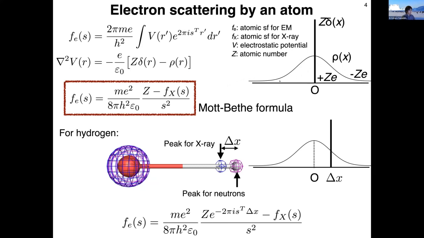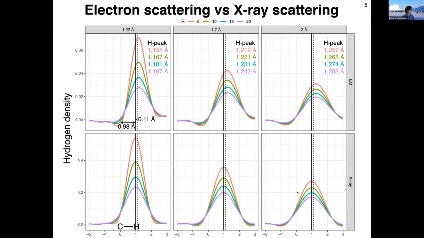But here it was assumed that this electron density is centered at the nucleus position. But this is not actually the case for hydrogen. Hydrogen's electron is shifted towards the parent atom. So the situation looks like this, and we need a phase shift term in the formula. How hydrogen's density in EM would look can be simulated by the Fourier transform of this function. And here is the result of some calculations.